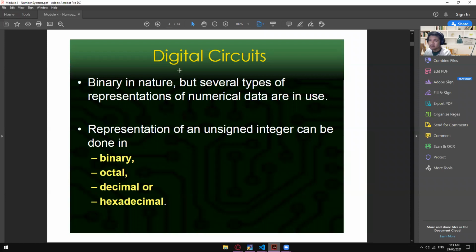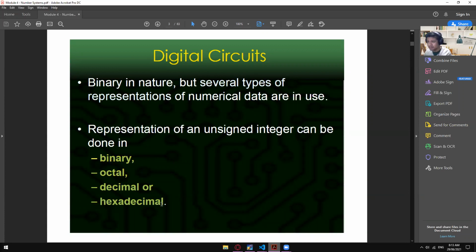So when we see digital circuits, it is binary in nature, but several types of representations of numerical data are in use. Okay, so when we see binary, it's actually 0 and 1 only, but sometimes it's not only 0 and 1, because we have other types of representations. For example, an octal can contain a number of 0 to 7. A hexadecimal can contain a number 0 to 9, and at the same time a letter A to F. So later on we'll discuss more about that.